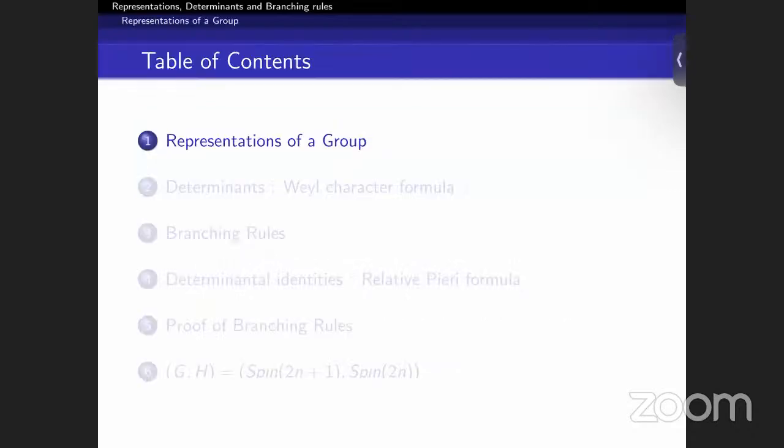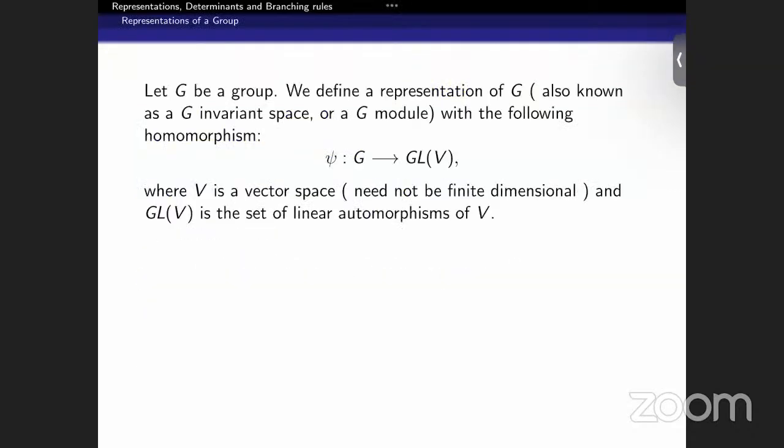So, first, let's go to representations. When we say representation, we initially start with a group. A representation, in our language, we call it a G invariant space or a G module. It is nothing but just a group homomorphism from G to some GL(V). Note that we never specify whether we are working with a finite dimensional vector space or G is finite, because this is a very general definition.